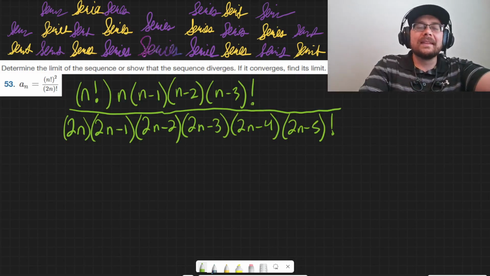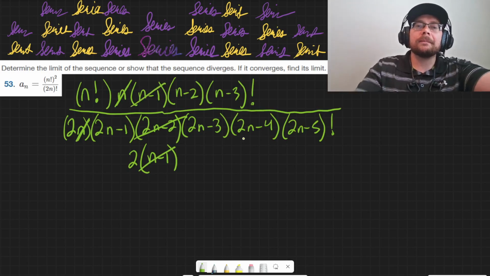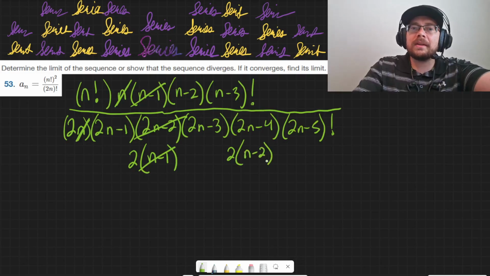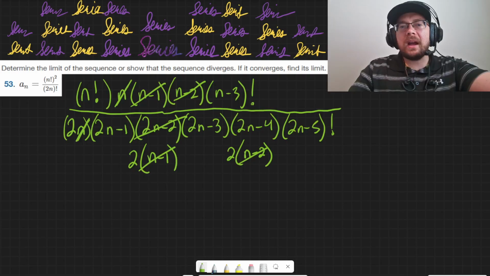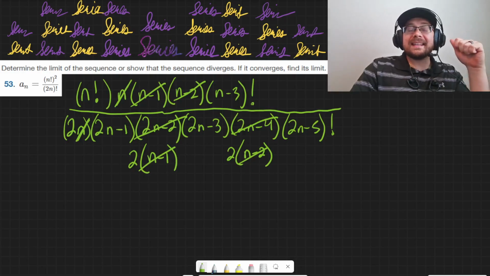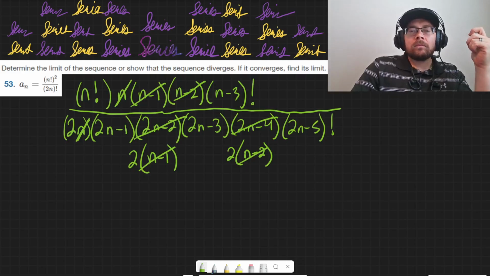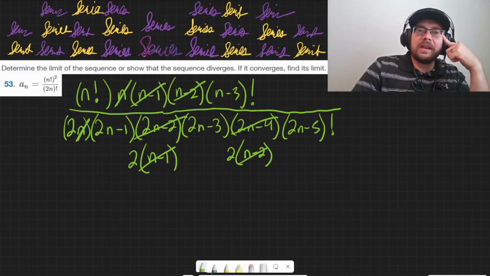So let's look at what's happening here. We get a couple things to cancel right off the bat. So we get this and this to cancel. And this right here is 2 times the quantity n minus 1, right? And then n minus 1 cancels with n minus 1. Same thing happens here. If I take out a 2, I would get n minus 2, and then that would cancel out. So theoretically, every other factorial is going to cancel out with a remainder of 2 and cancel out with one of the n factorials.